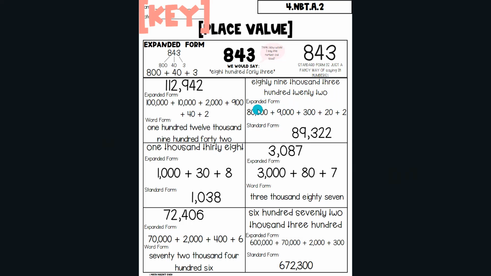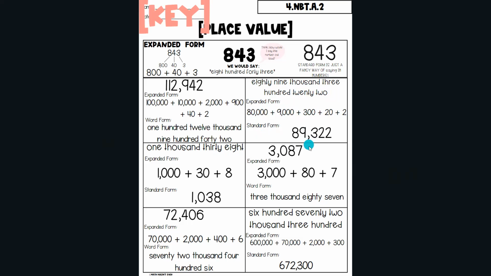The next one, we're given the word form. It's asking us to give the expanded and the standard. Remember, when we get the word form, we always want to do the standard first. It makes our expanded so much easier. We're always looking for that word thousand because that tells us where our comma goes.